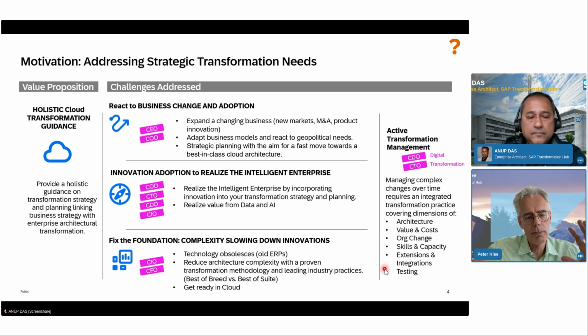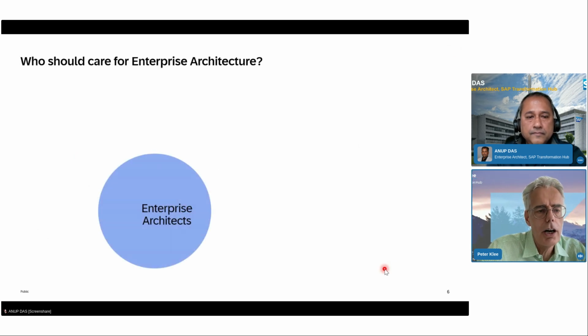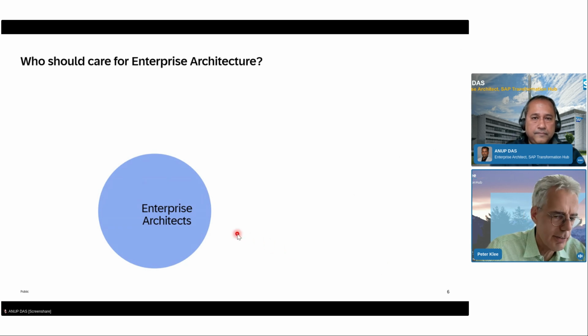So this gives a bit of a frame where we see the different change drivers, and typically companies are acting on all four of them at the same time. On the next slide, now we think about who should care about enterprise architecture? The architects, that's for sure.